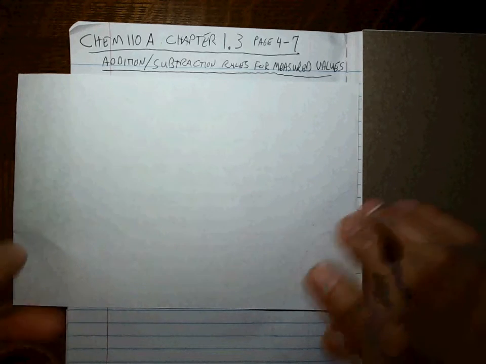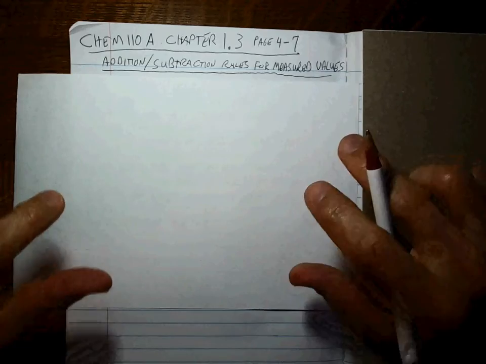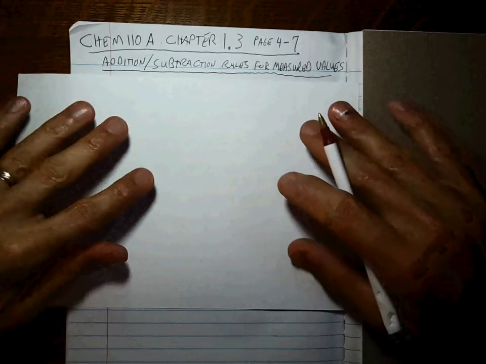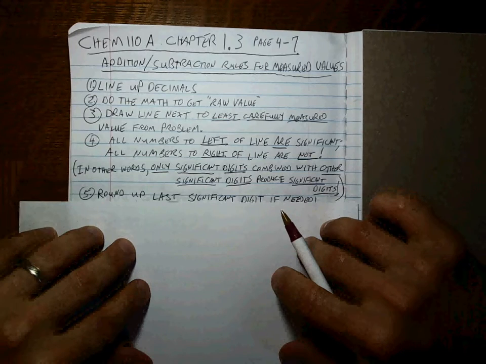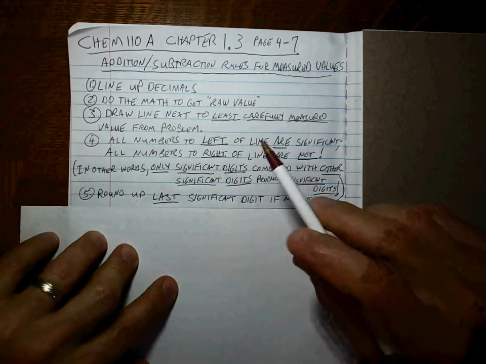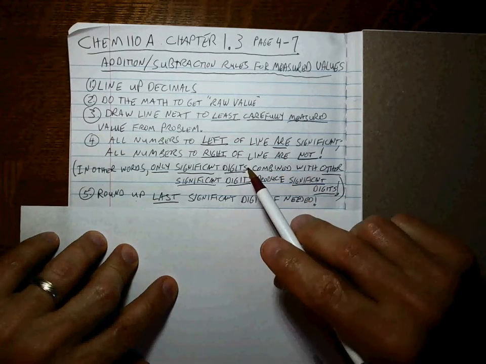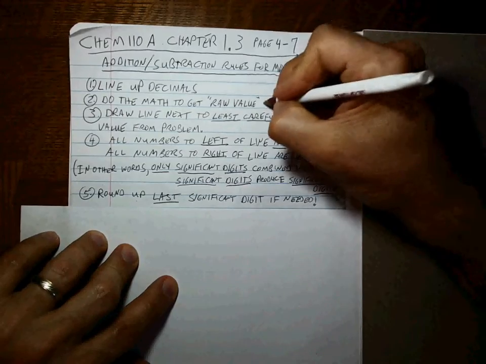the numbers. So here are the rules to remember. Have these down in the book, have these from your notes, but here they are again. This is how we're going to take care of this issue every time. Every time, you first want to line up the decimal places. Then you want to do the math to get the raw value in your calculator.